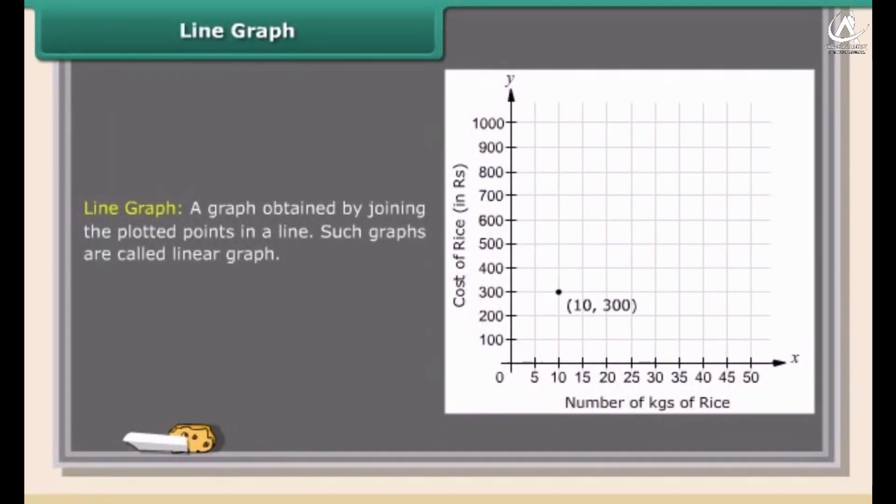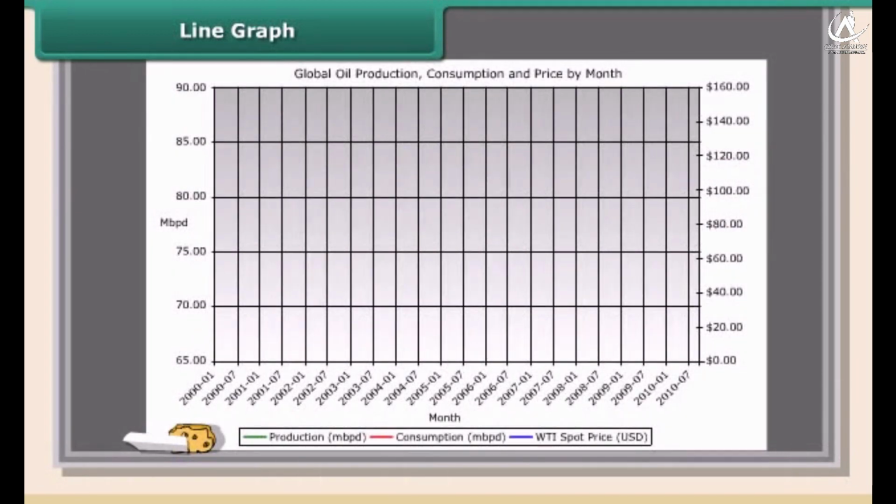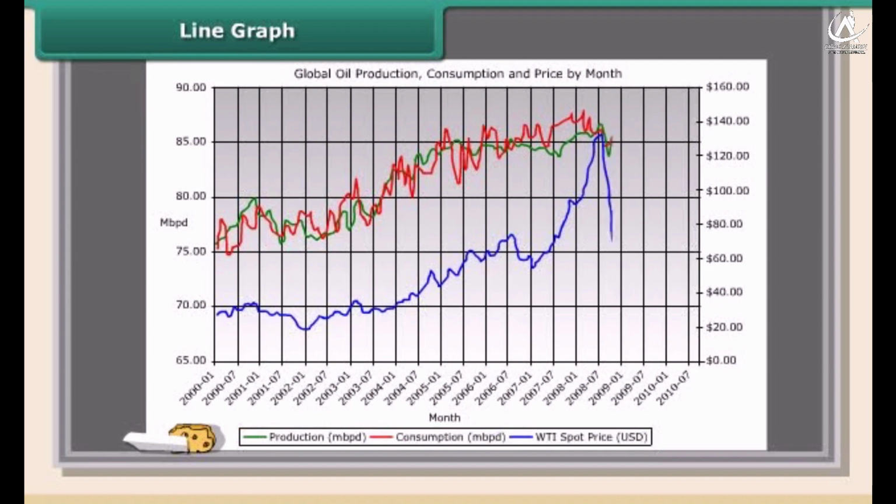Line graph. A graph obtained by joining the plotted points in a line. Such graphs are called linear graphs. Application problems. In everyday life, we hear that a global rise in fuel prices leads to a petrol price hike. If less petrol is consumed, then the bill amount will be less. This means that one quantity affects the other. The petrol bill depends upon the quantity of petrol consumed. We say that the quantity of petrol is the independent variable and the amount of the petrol bill is the dependent variable. The relation between such variables can be shown through a graph.